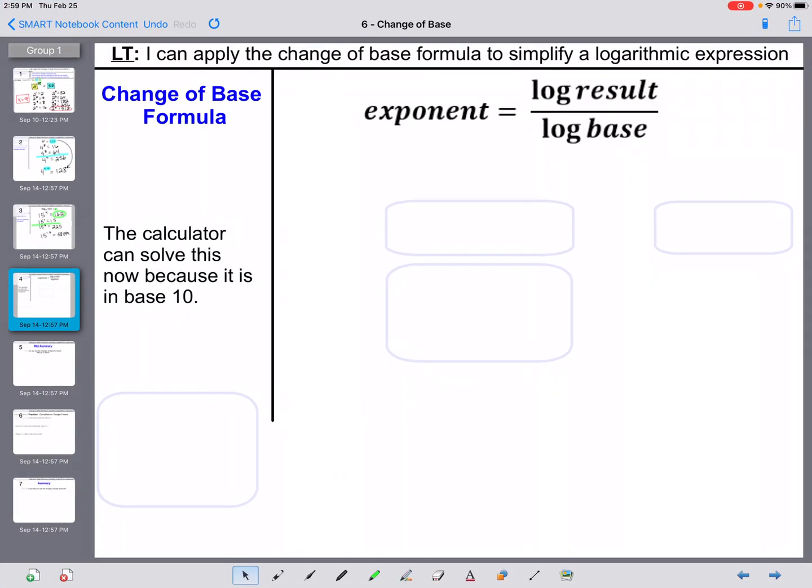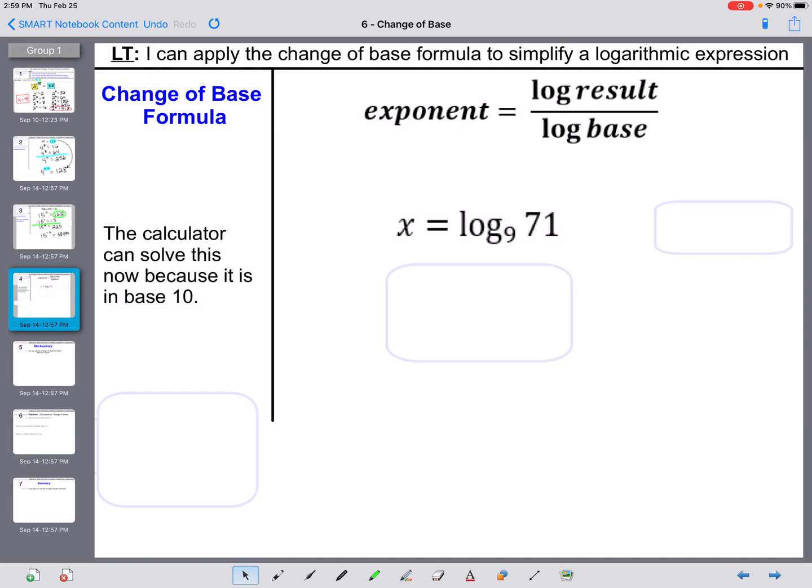So what that means is we use this formula. And this formula converts it into a base 10 where our calculator can understand. We'll type this in and our answer will come out and we'll have the value of our exponent. So let's practice with this example here. We have x equals log base 9 of 71.